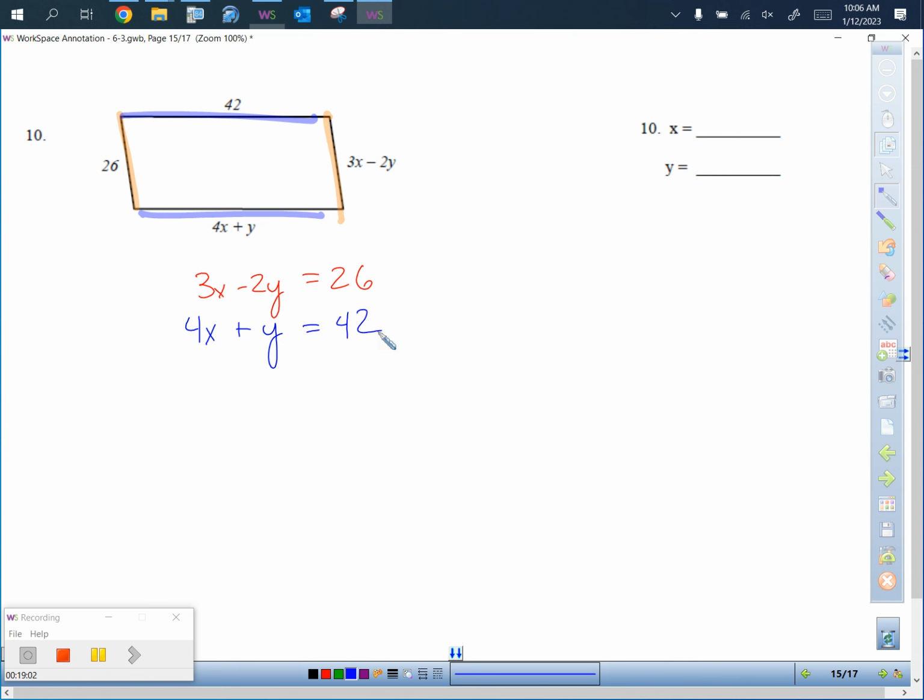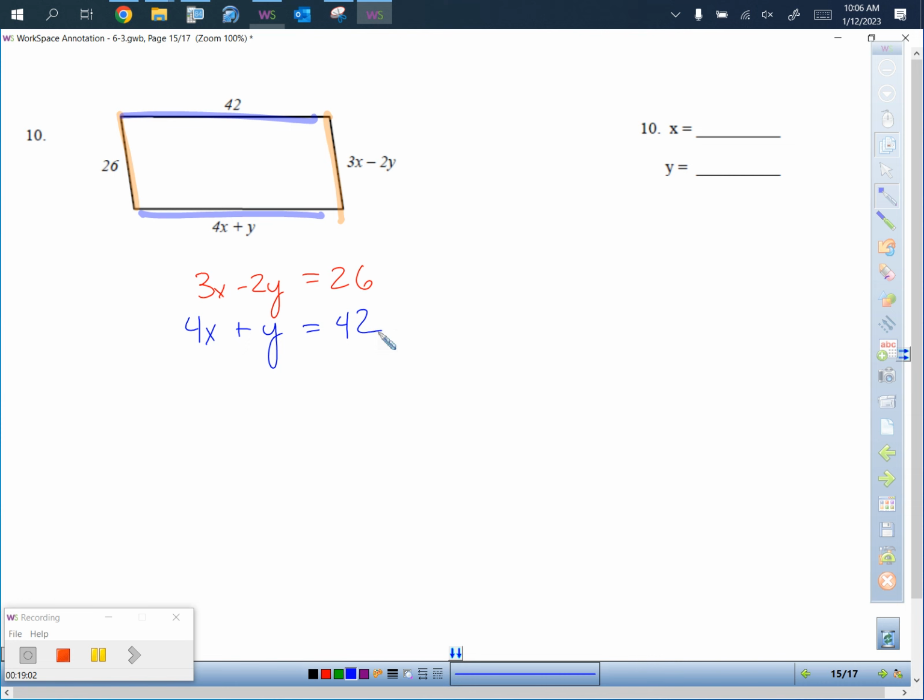Would you notice that when I wrote them, I lined my x's on top of each other, I lined my y's on top of each other, and what's really important is to make sure your equal signs are also on top of each other, and then your constants. And that's why we had solving systems a couple worksheets ago, to refresh your memory.